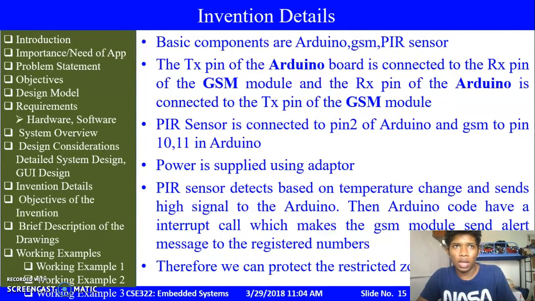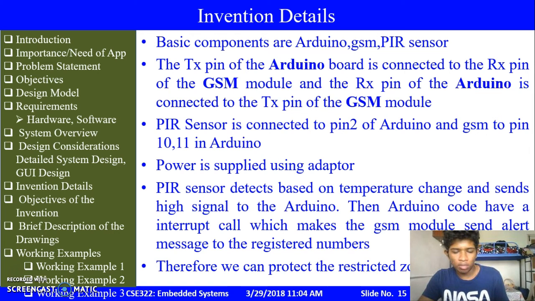So RX is meant for receive and TX is meant for transmit. It transmits a signal or receives a signal, and all of these are shown by those two digital pins for us. The RX of the GSM module is connected to the TX of the Arduino, and the TX of the GSM module is connected to the RX of the Arduino. In this way, we connect both the Arduino and GSM, and the communication between them goes on like that.